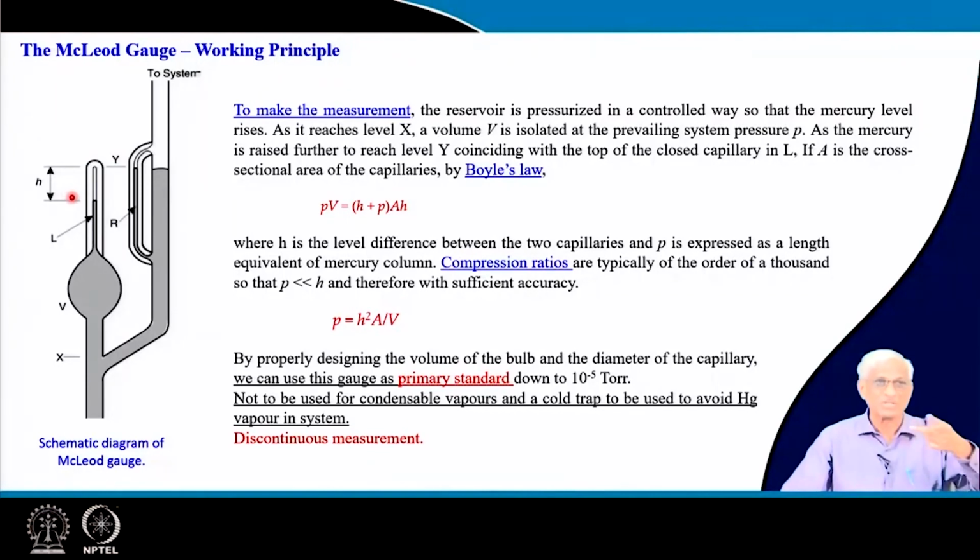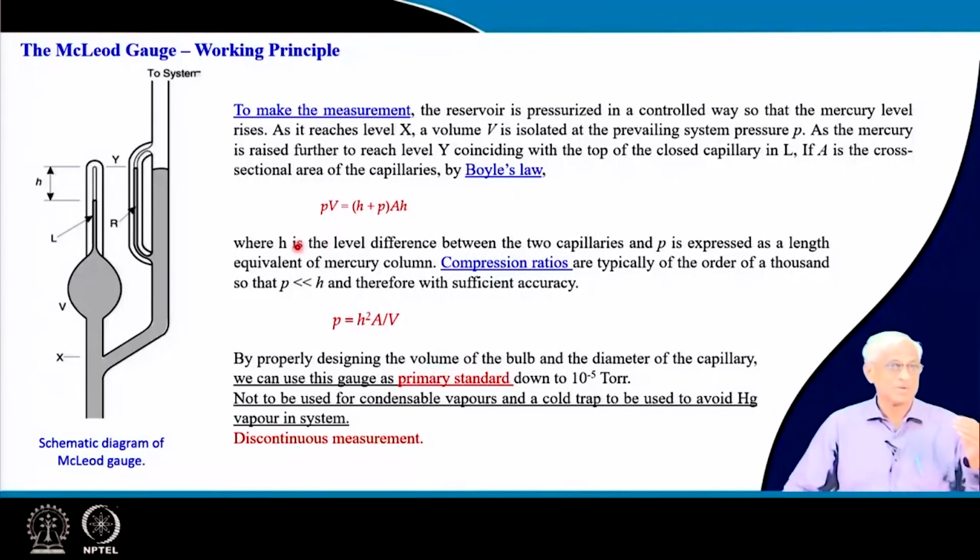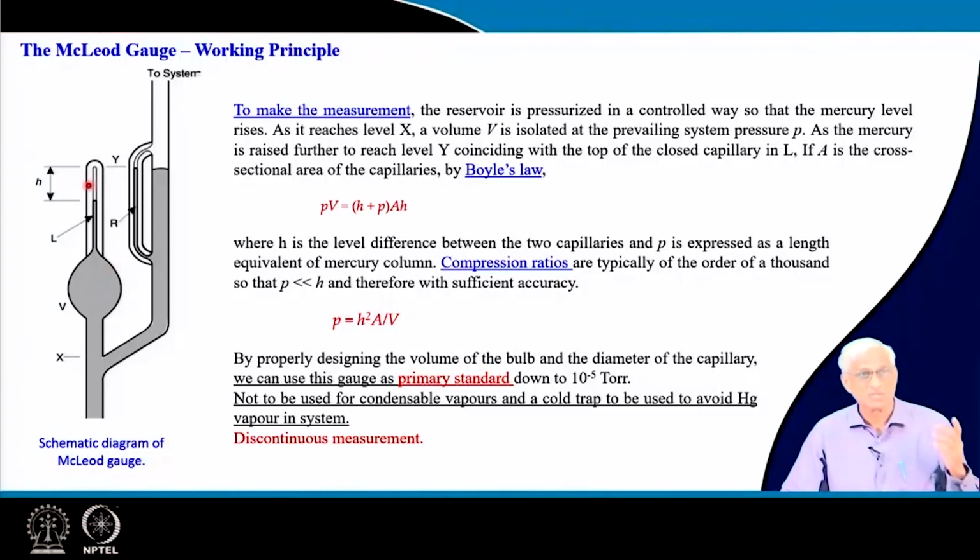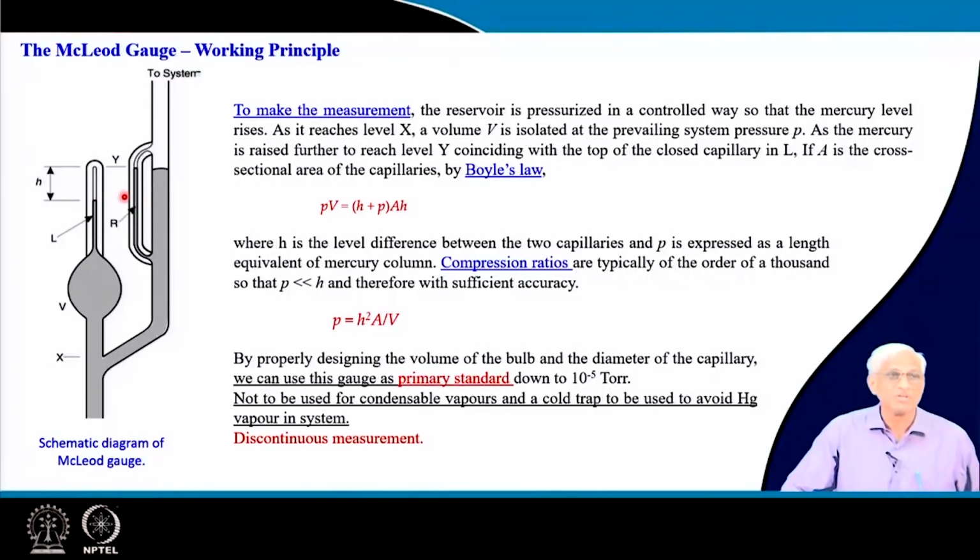So, by knowing the compression ratio, which is V1 by V2, P1 by P2 can be calculated. The unknown P is the initial pressure, and the initial volume V is the major volume. The final volume is this, which is very small, so P2 will be high. P2 is known because it is measurable, since a higher pressure is easily measurable. V1 and V2 are measurable, these are volumes only. So, P can be measured, and with approximations and adjustments, this will come out to be H square A by V. This is how you make the measurement.